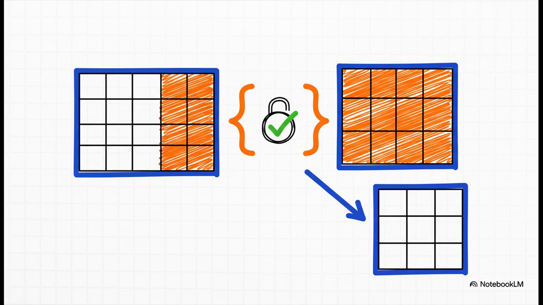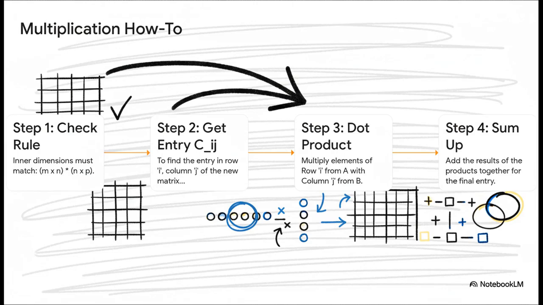There's one crucial rule you absolutely have to remember. The inner dimensions must match. That means the number of columns in the first matrix has to equal the number of rows in the second. So how does it actually work? Well, to get just a single entry in the new matrix, you perform something called a dot product. You take an entire row from the first matrix and an entire column from the second. You multiply their corresponding elements 1 by 1, and then you add all of those products up. You repeat that process for every single spot in the final matrix.